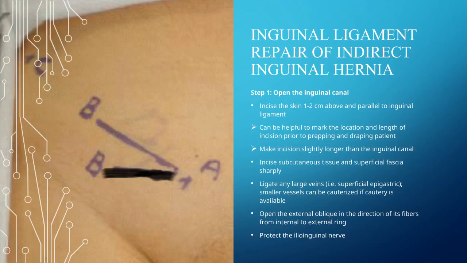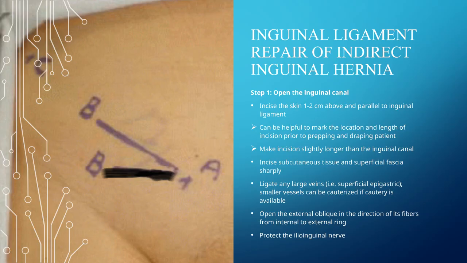Incision. Make a skin incision approximately 1 to 2 centimeters above and parallel to the inguinal ligament. A practical tip is to mark the location and length of this incision with a pen before prepping and draping the patient. For adequate exposure, the incision should be slightly longer than the length of the inguinal canal. In this diagram, the lighter pen marking indicates the skin incision parallel to the inguinal ligament. The horizontal incision demonstrated in the image is more cosmetic, but this incision is not used for local blocks as it requires more traction to expose the external oblique.